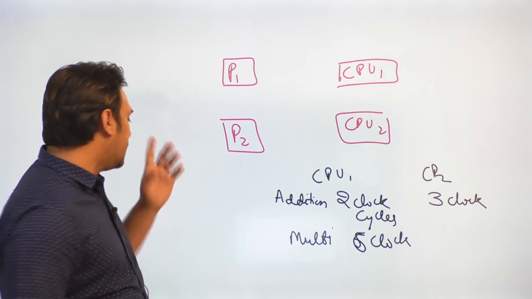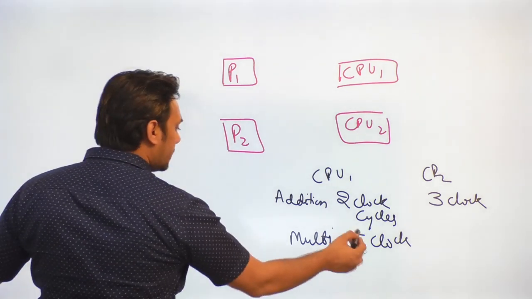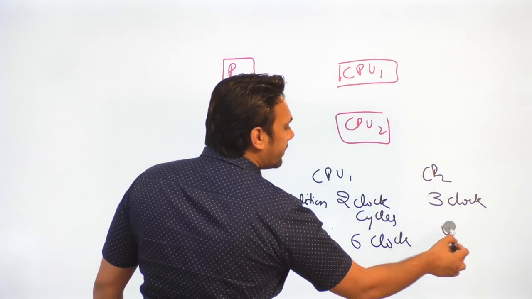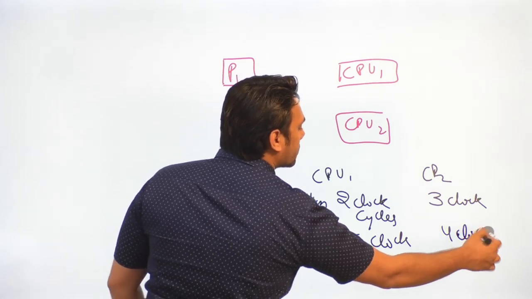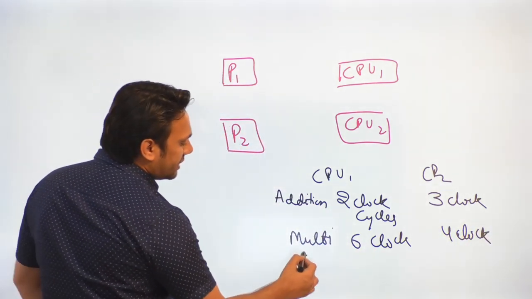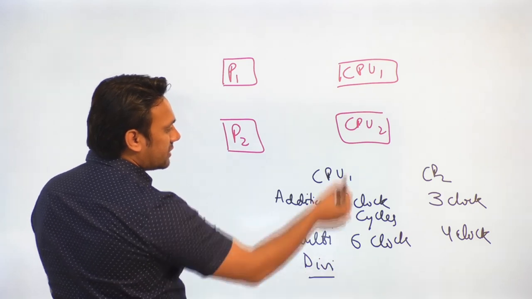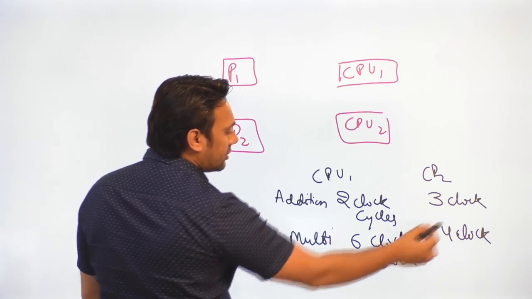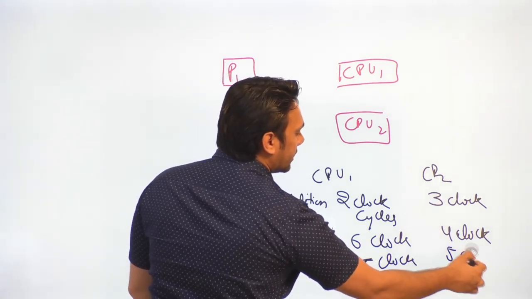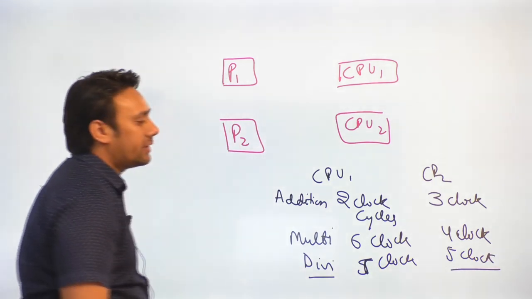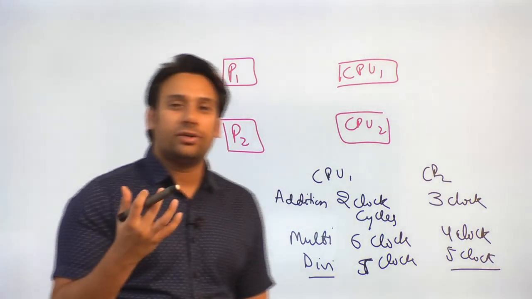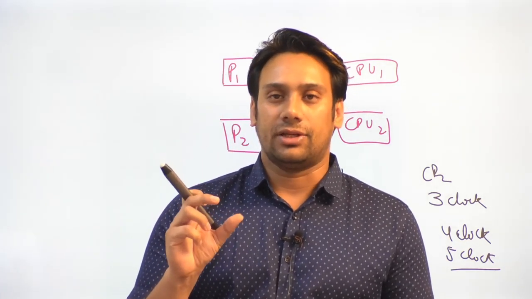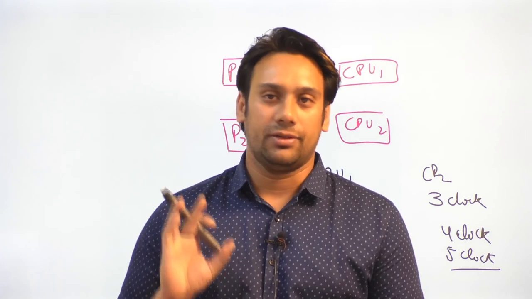ठीक है, देखो, even though the multiplication instructions are created using additions only, वो addition से ही बना होता है, but again, let us assume that here the multiplication instruction will take 6 clock cycles, and on this CPU, the multiplication instruction is taking 4 clock cycles. In the same way, we have division instructions. So let us suppose the division instruction on this CPU will take 5 clock cycles, and the division instruction on that CPU will take 5 clock cycles. Okay, correct. So because of the architecture of your system, the same instruction will take different clock cycles on different machines.